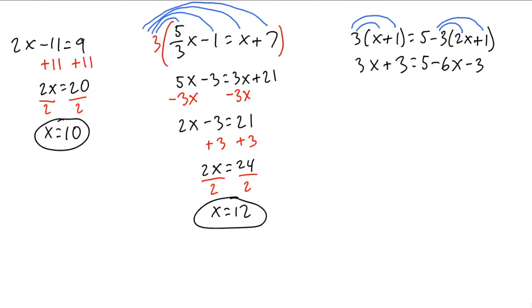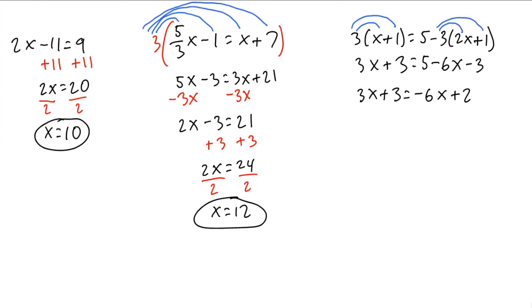Now, we can combine this. We've got a 5 here and a 3 here. Those can combine, but the 6x can't combine with those because these don't have an x. You have to combine like terms. So you can combine the 5 and the minus 3. 5 minus 3 is 2. So we can rewrite this whole thing. 3x plus 3 equals negative 6x, and then plus 5 minus 3 is 2.